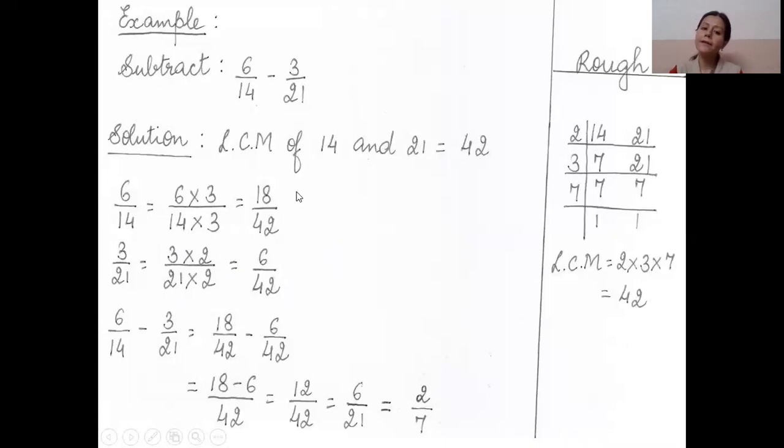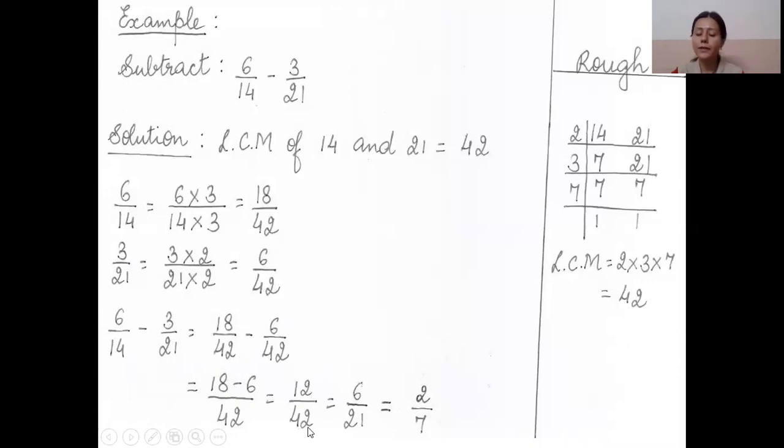Now these are your like fractions. You know how to do the subtraction of like fractions. We subtract only the numerators. The denominator remains the same, children. So 6 upon 14 minus 3 upon 21 is equal to 18 upon 42 minus 6 upon 42. We'll subtract only the numerators, 18 minus 6. The denominator will remain the same, that is 42. Now 18 minus 6 is 12, children. So 12 upon 42.